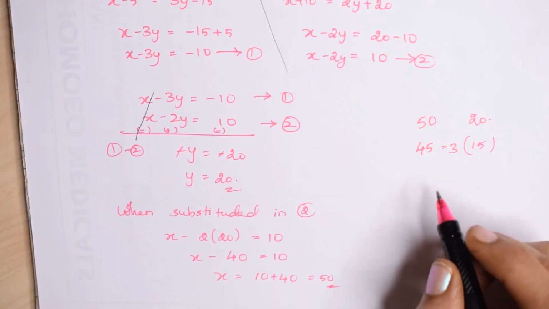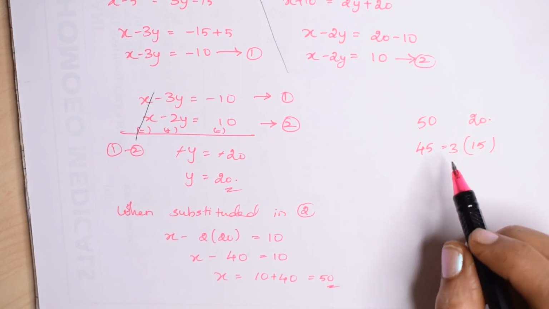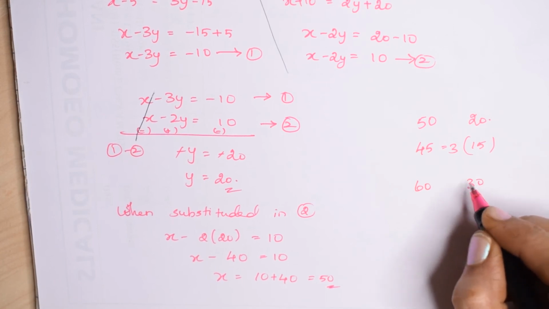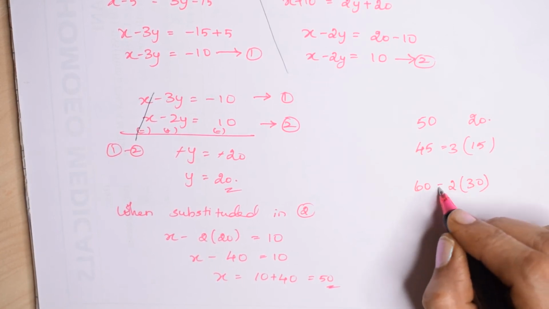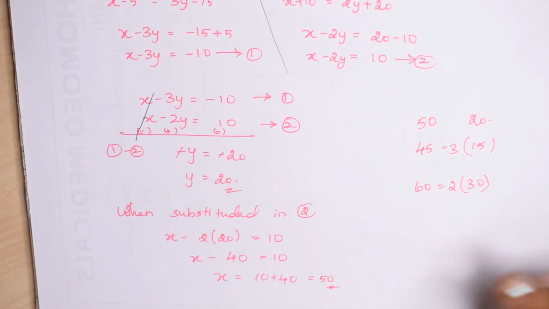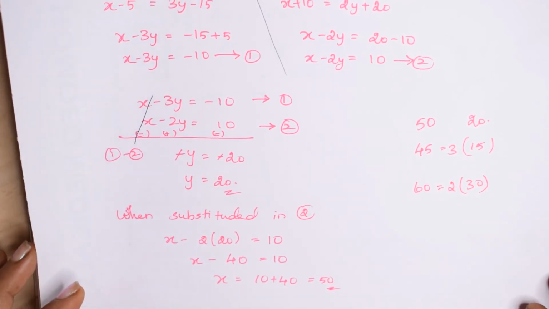To satisfy the second equation, we'll try this again. Now I have to add 10, right? So 60, and 20 becomes 30. I have to multiply 2 to this, right? Only then I can equate it. Yes, so we have got it right. This is how we make the equation and then cross check your answer.